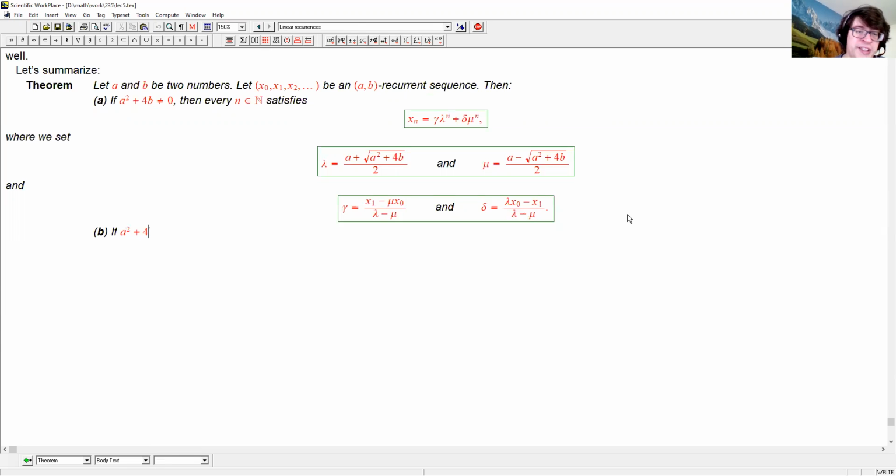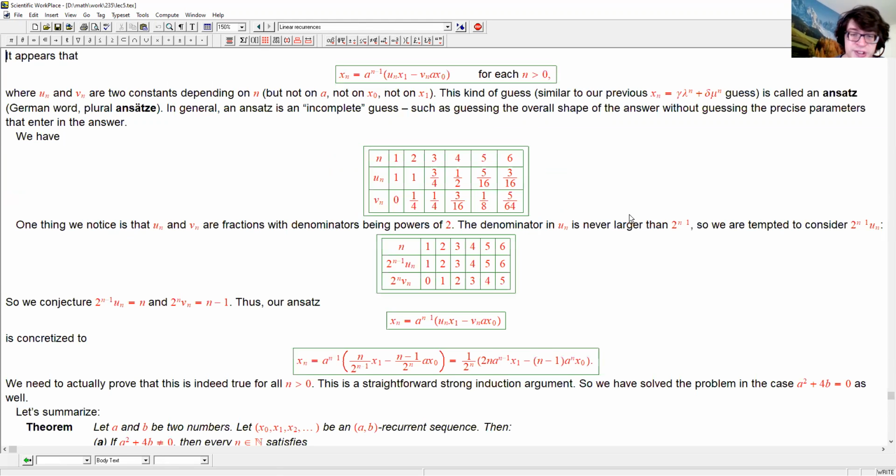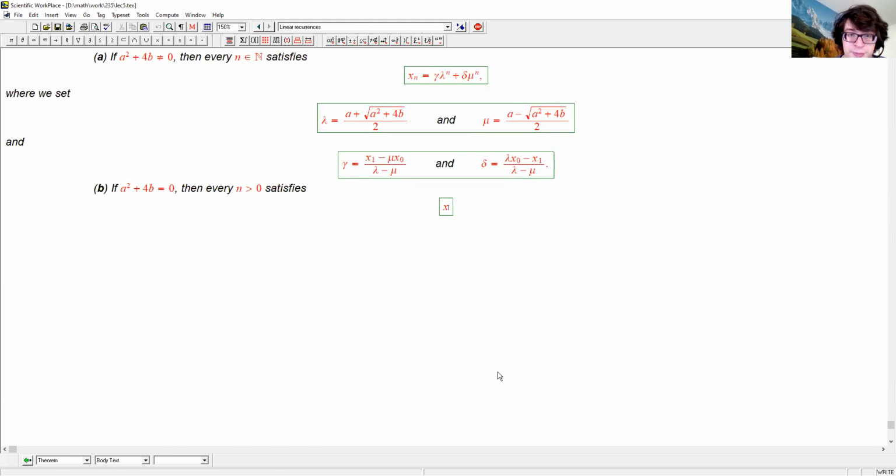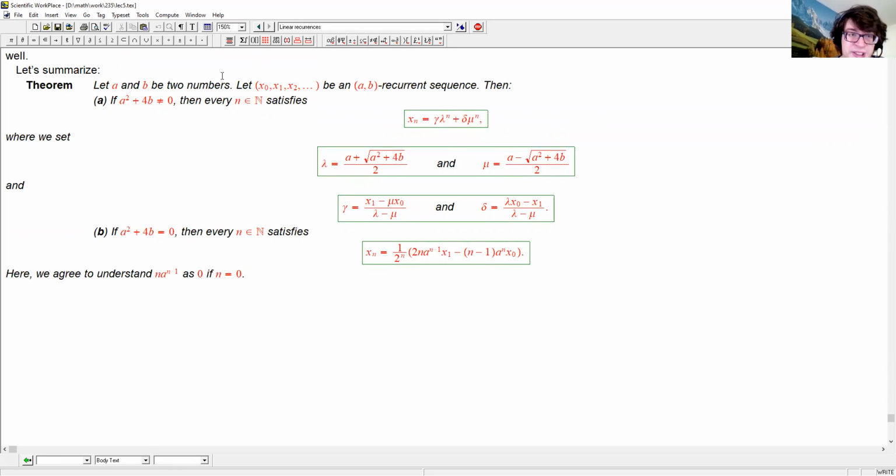On the other hand, if a squared plus 4b is 0, then every n bigger than 0 satisfies this formula: xn is. And if you really want to make it true for n equals 0 as well, so for any n, you have to agree that n times a to the n minus 1 should be 0 if n is 0, even if this per se would be undefined because of division by 0. So that's an answer.